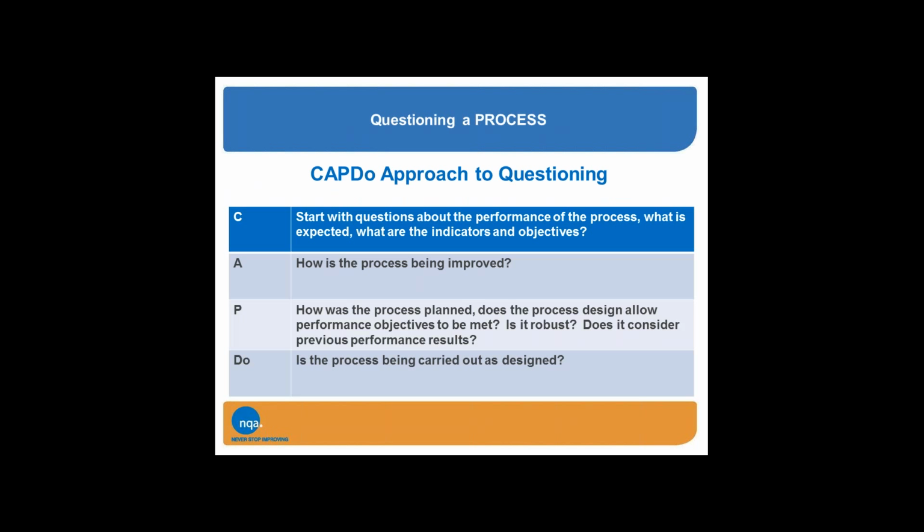It starts with questions about performance of the process, what is expected and what are the indicators and objectives. It then leads on to how the process is being improved. How was the process planned? Does the process design allow performance objectives to be met? Is it robust? Does it consider previous performance results? And finally, is the process being carried out as designed?